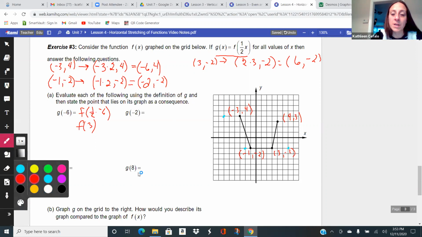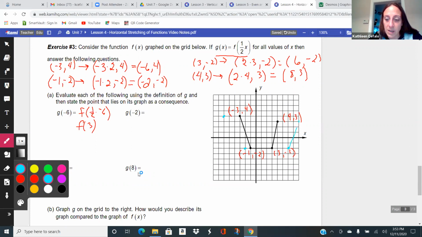And now our last one we have is 4, 3. Again, multiply it by its reciprocal. So the reciprocal of 1/2, you got 2 times your x coordinate, y stays. So that's going to get us 8, 3. Over 8, and I'm going to go up 3. It's going to be our new point.